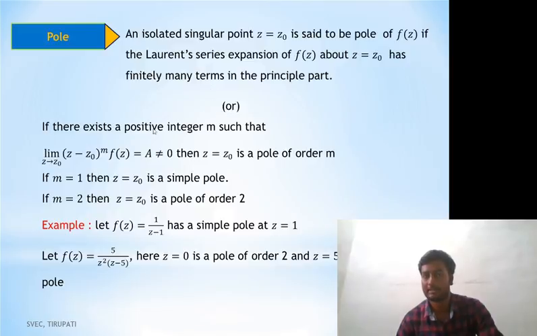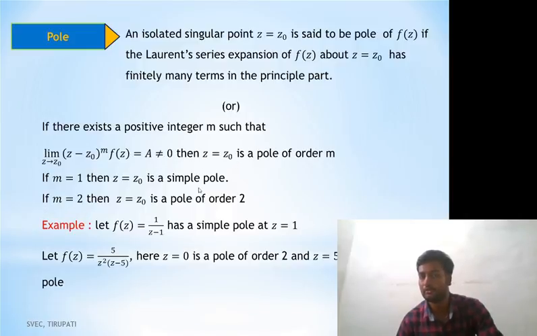Or, if there exists a positive integer m such that limit z tends to z naught, (z minus z naught) whole power m, f of z equal to capital A not equal to 0, then z equal to z naught is a pole of order m. If m equal to 1, then z equal to z naught is a simple pole. That means limit z tends to z naught, (z minus z naught) into f of z not equal to 0, then it is a simple pole.